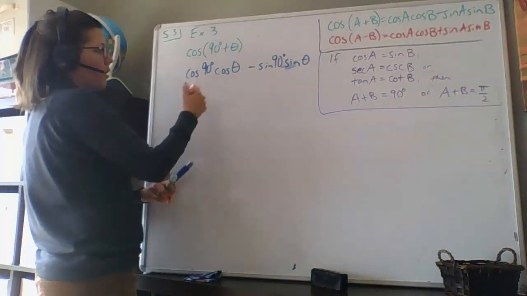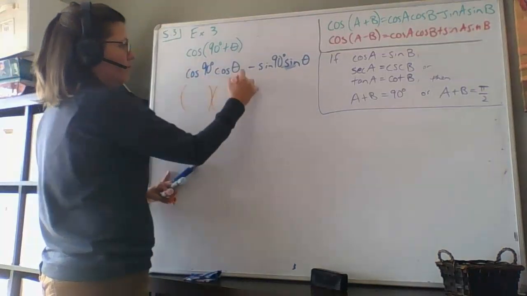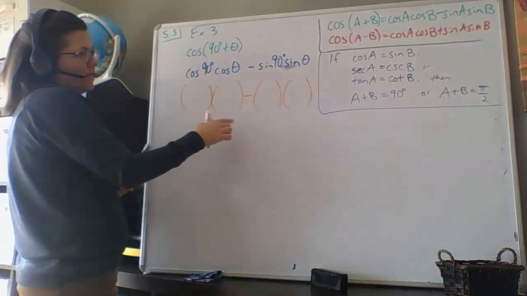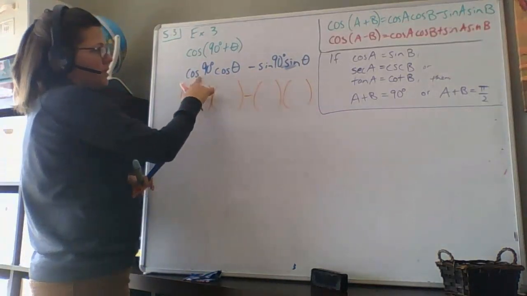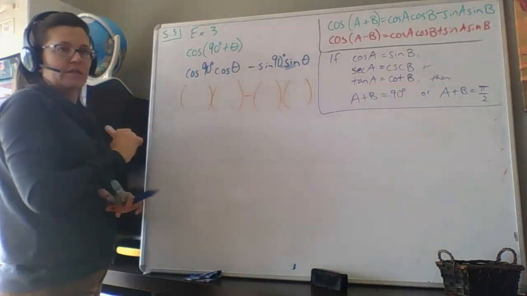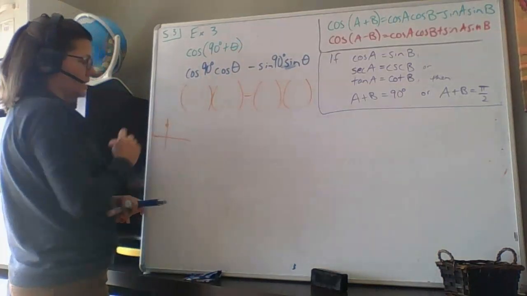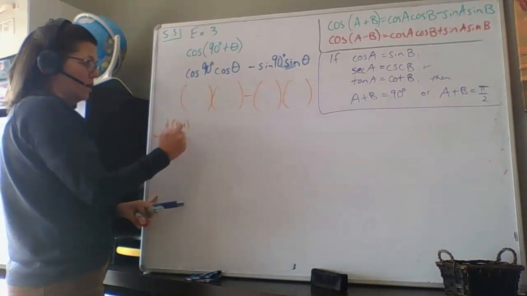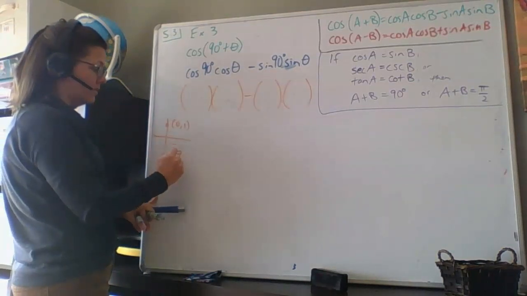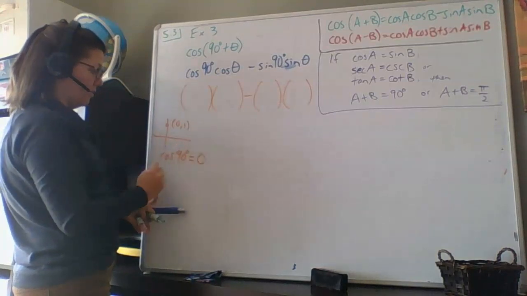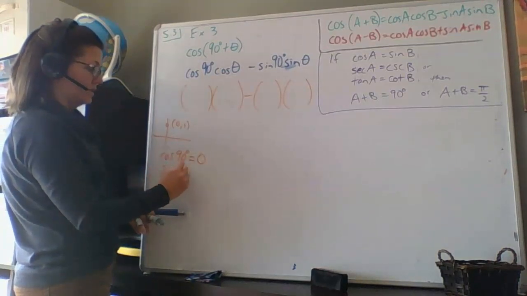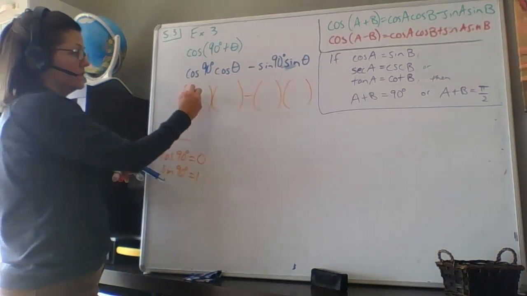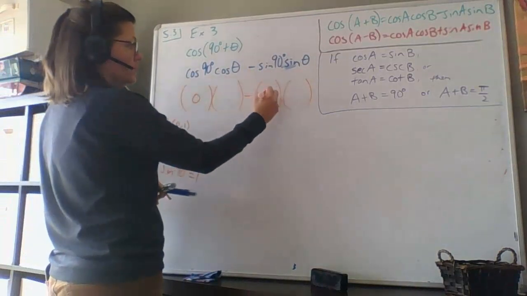So I have 4 quantities that I need to figure out. I need to figure out what cosine and sine of 90 degrees is. 90 degrees is a quadrantal angle, so I will just write the coordinates (0, 1). So cosine of 90 degrees is 0 and sine of 90 degrees is 1. So let's go ahead and plug those in. Cosine 90 is 0, sine of 90 is 1.